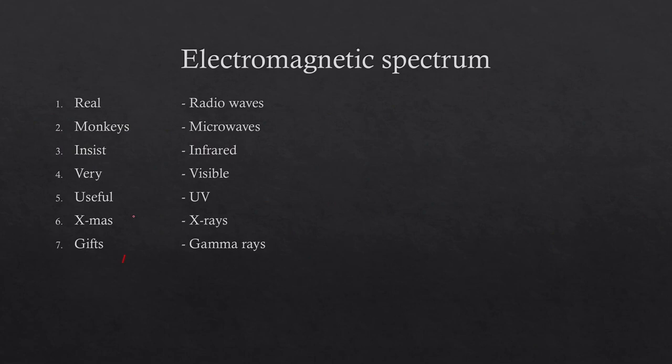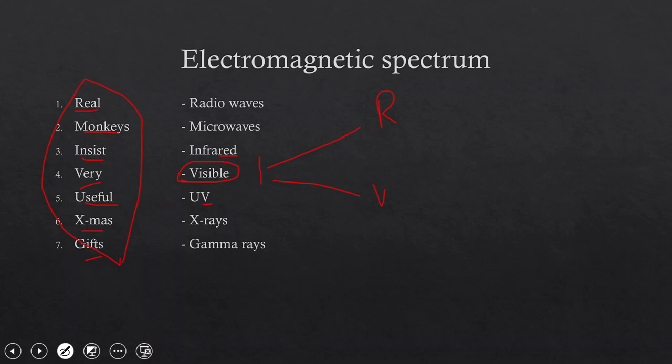Then I have a mnemonic over here for the electromagnetic spectrum, which I used, which is: real monkeys insist very useful Xmas gifts. And this visible light over here, if you notice, infrared means there's red hidden over here, which means that when you start writing VIBGYOR or the opposite, red is going to be on the top and violet is going to be on the bottom, because ultraviolet, right? So that is one way to remember it.